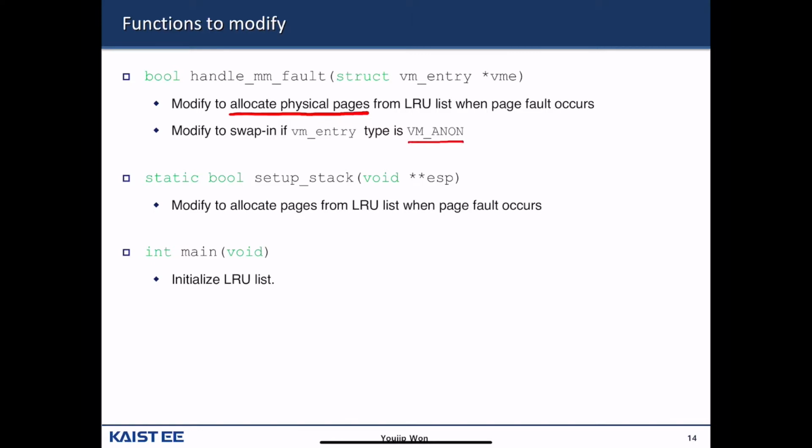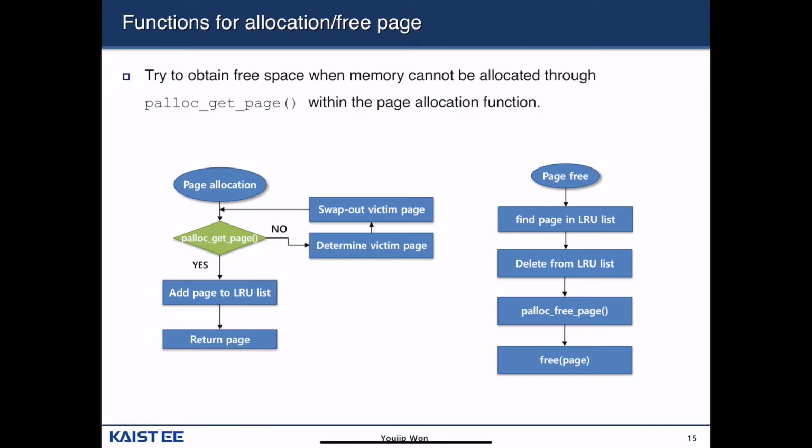And then we'll modify the setup stack. We'll see in detail how we have to modify the stack. And then when the system boots, we have to initialize the LRU list of the physical page frames. We design a function for allocating and freeing a physical page.